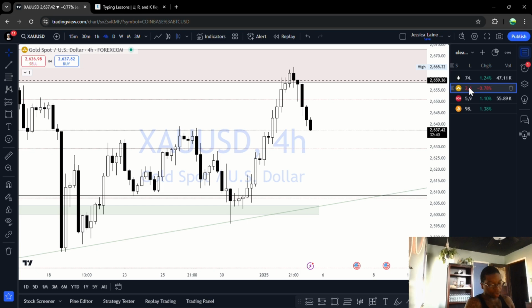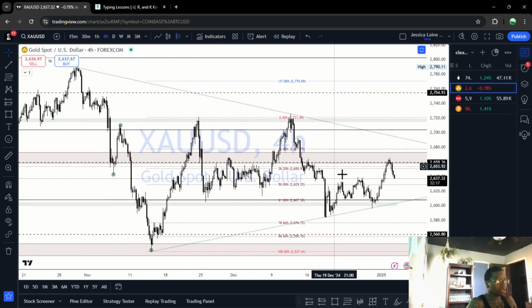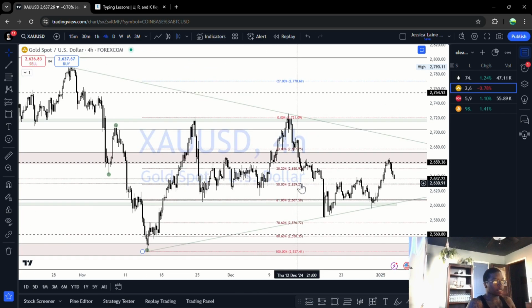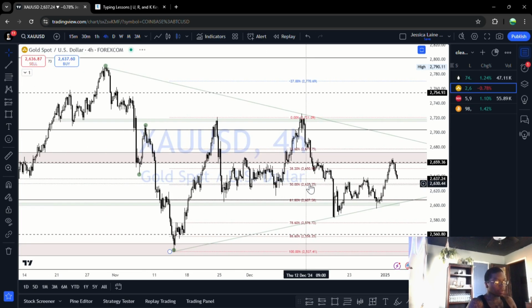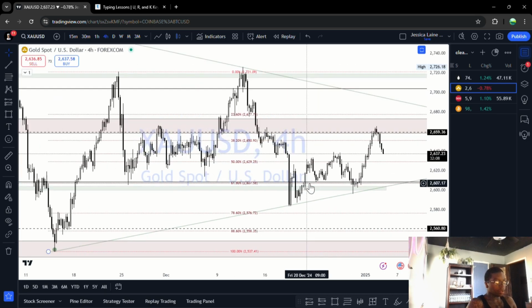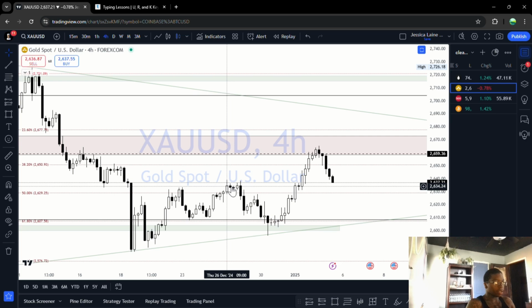Gold, interesting. So currently gold is at this level here that we broke above. 30 minutes left, we'll see how it closes.